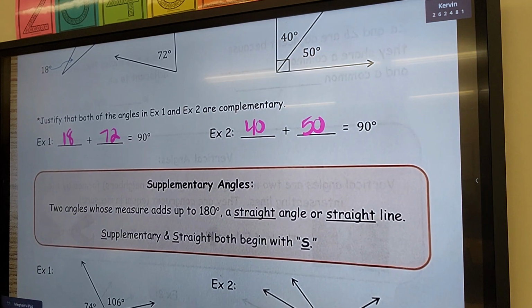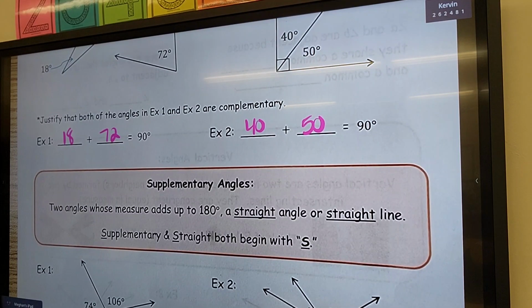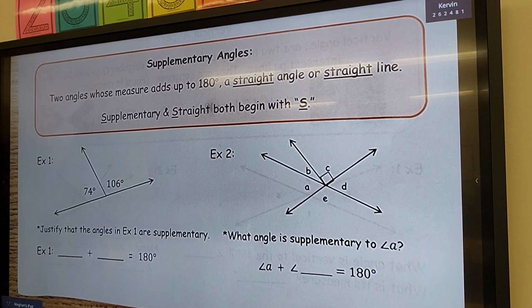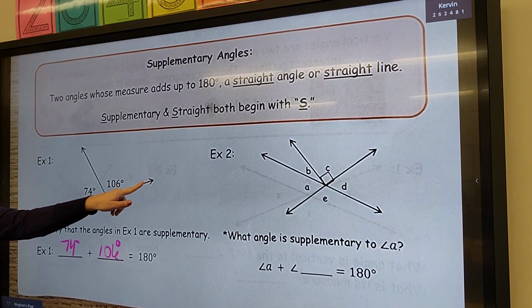I skipped and I got the example, but the second one's very confusing. So supplementary angles are two angles whose measure adds up to 180 degrees, which is a straight angle or a straight line. So supplementary and straight both begin with the letter S. Example 1, we have 74 degrees plus 106 degrees, and that equals 180 degrees. They're both on that straight line.